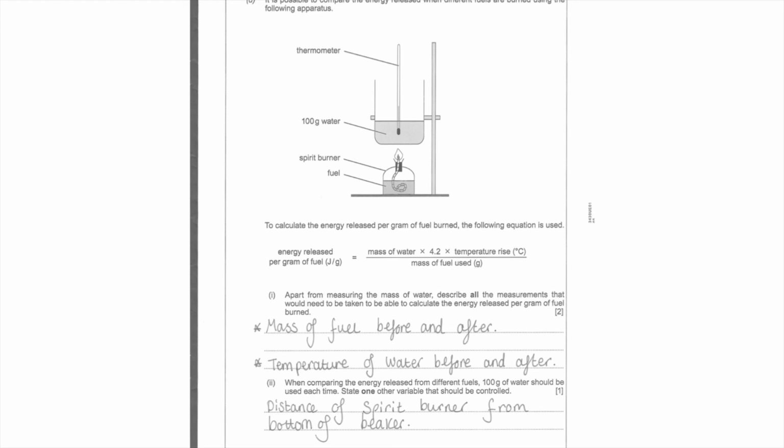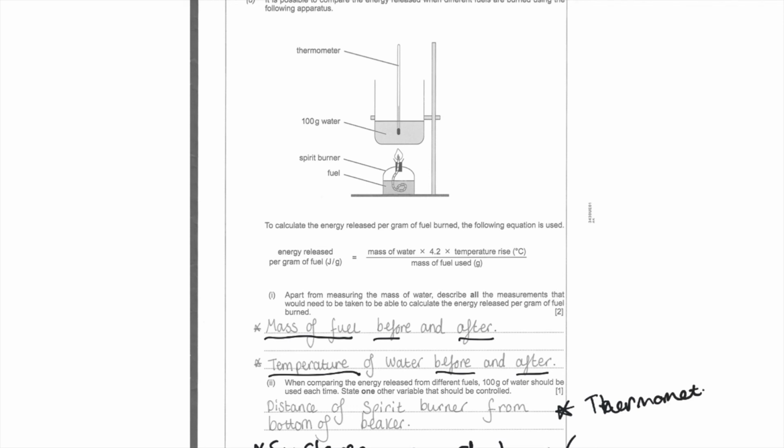Okay, so apart from measuring the mass of water, describe all measurements that are needed to be taken to calculate. Okay, you have to do the mass of the fuel before and after, the temperature of the water before and after. If you don't write before and after, you don't get the mark. Okay, things that need to be kept the same: distance of spirit burner from the bottom of the beaker. You could have done surface area of beaker. Okay, where you place the thermometer.